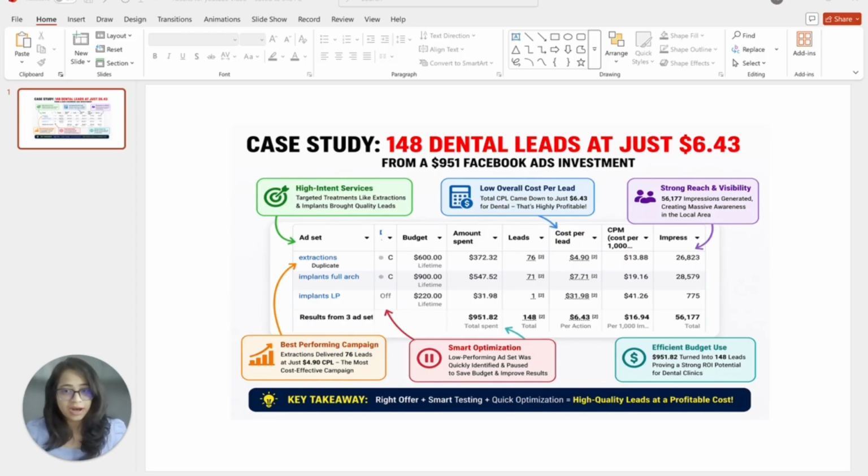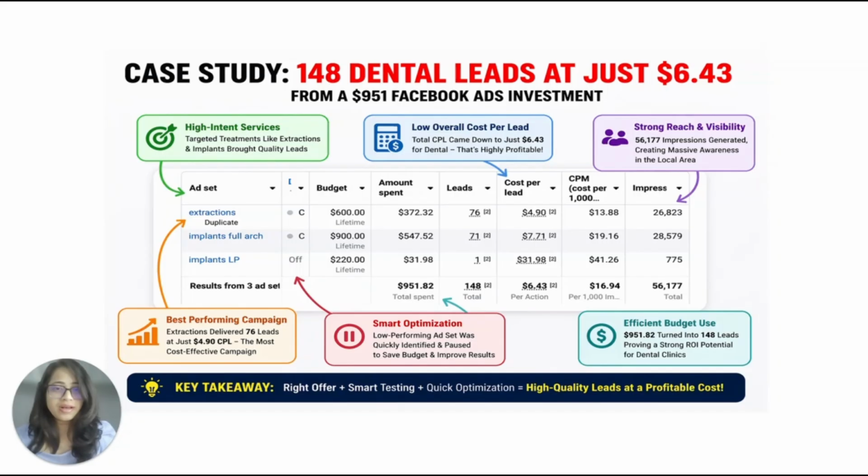I'll explain exactly how we generated 148 leads at just 6.43 bucks cost per lead while spending only 951 bucks in total ad spend. So let's go deep into this because there are a lot of important lessons inside this campaign. So let's get started. Now, first of all, if you look here, you can see the overall campaign result. We generated about 148 dental leads at an average cost per lead of 6.43 bucks, and the total ad spend was around 951 bucks.